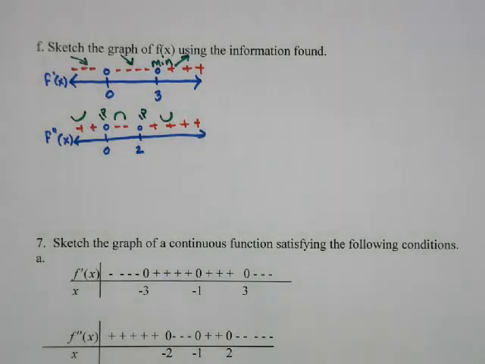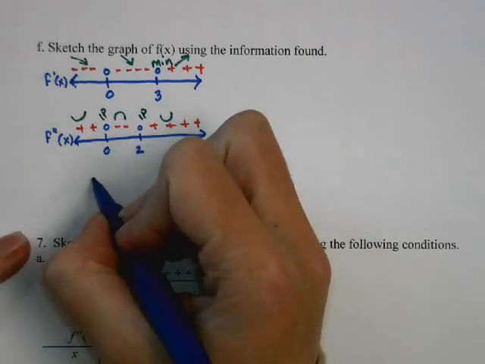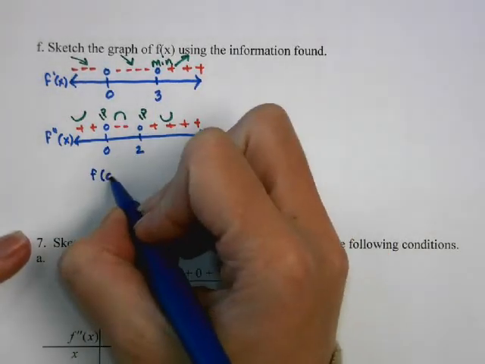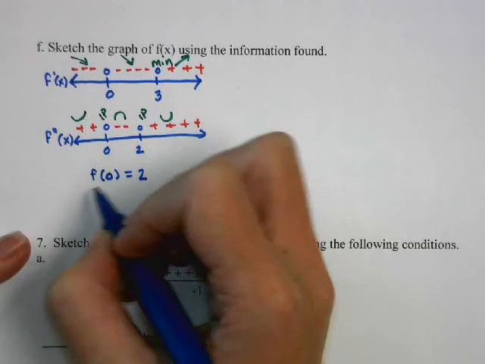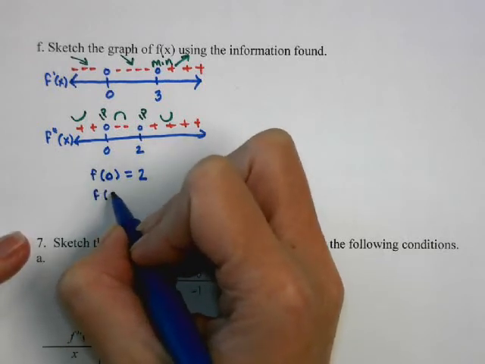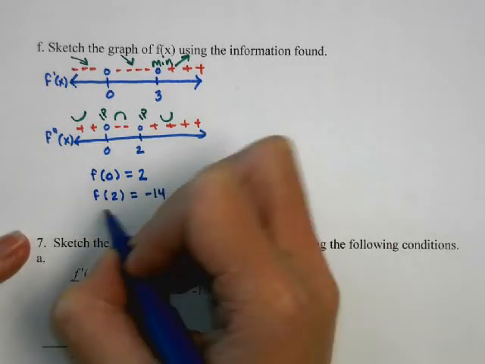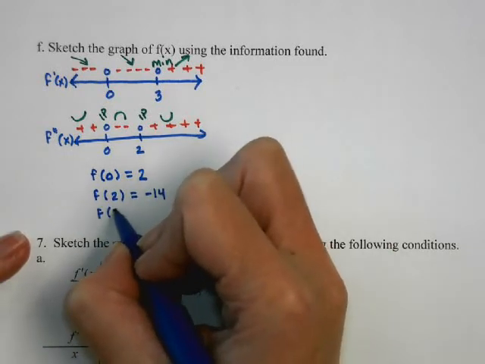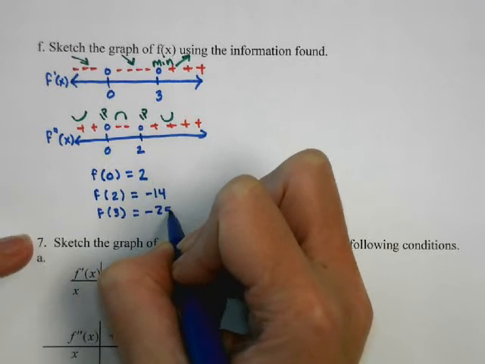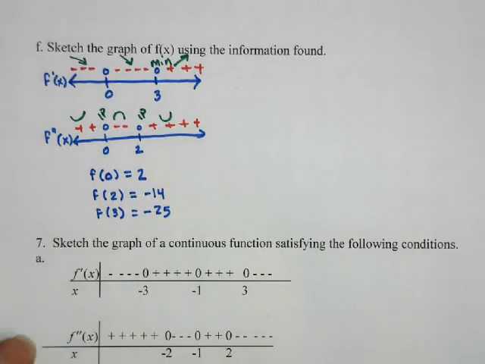So if I evaluate those in the function, and you can just plug these in, in the interest of time I'm just going to give them to you. f of 0 is 2, f of 2 is negative 14, and f of 3 is negative 25. So for my graph, we're going to favor the negative side.